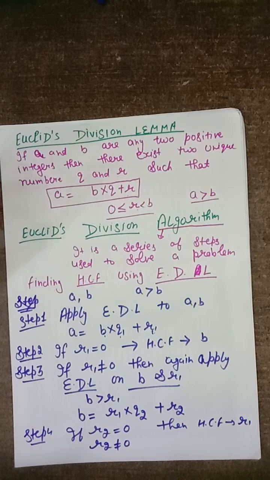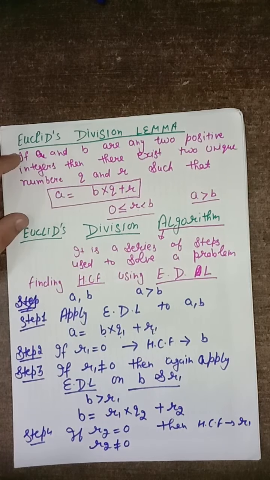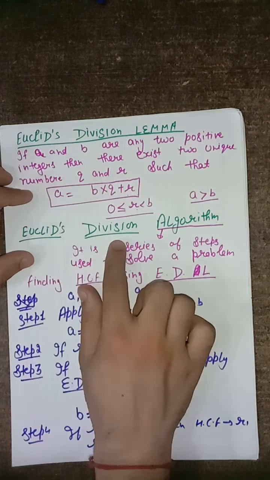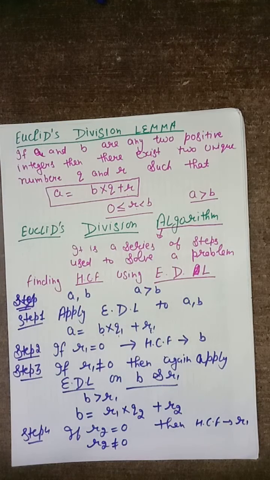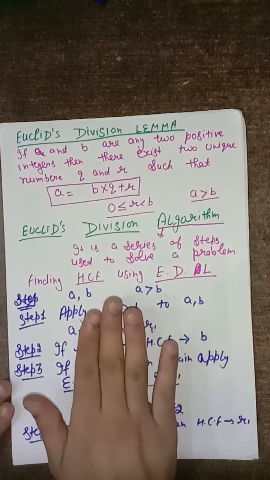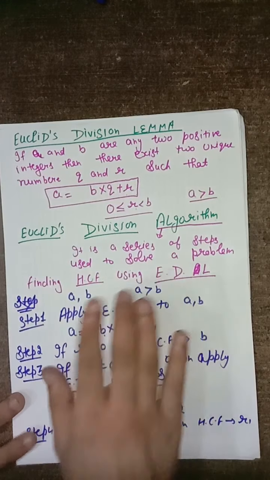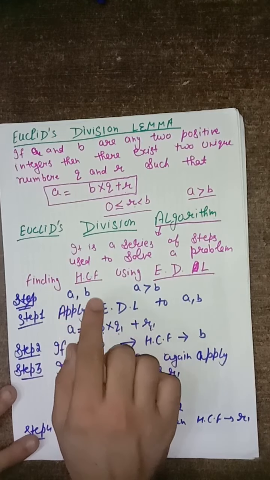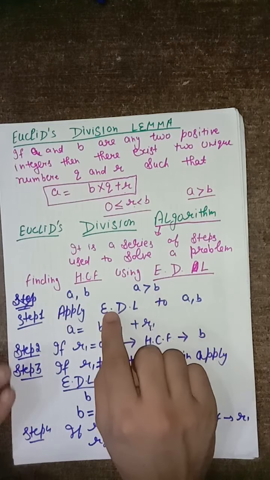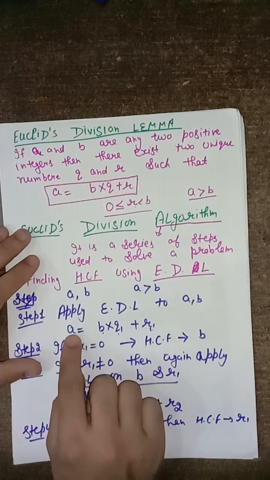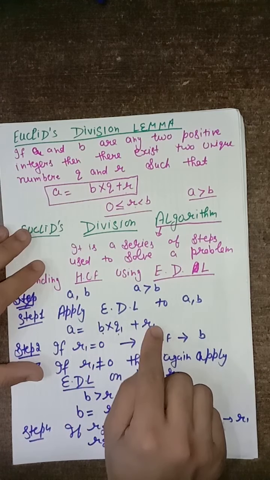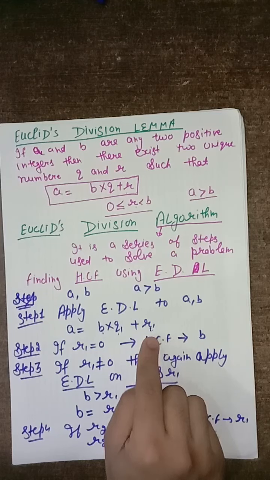Now we will apply these steps, this Euclid division lemma, to find the HCF, which is covered under Euclid division algorithm, because an algorithm is a series of steps, it gives the steps used to solve a particular type of problem. Now, how will we find HCF using Euclid division lemma? Say we have two numbers A and B, where A is greater than B. Our first step will be to apply Euclid division lemma on A and B. Then this will become A equals B into Q1 plus R1. Q1 is the quotient and R1 is the remainder.